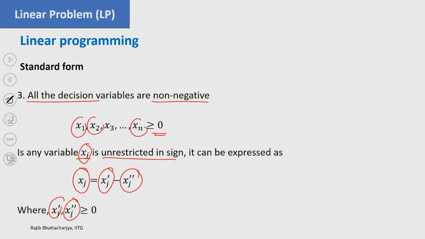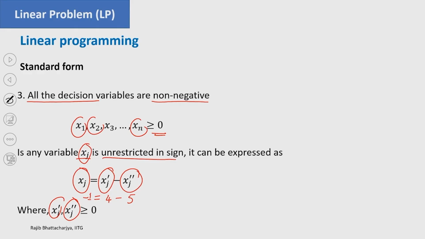Suppose I would like to have a negative value of xj. What I can do is, suppose 4 minus 5, so xj will be equal to minus 1. So I can have a negative value like that in an LP problem. In place of xj, I will have two variables, and both xj dash and xj double dash should be positive.